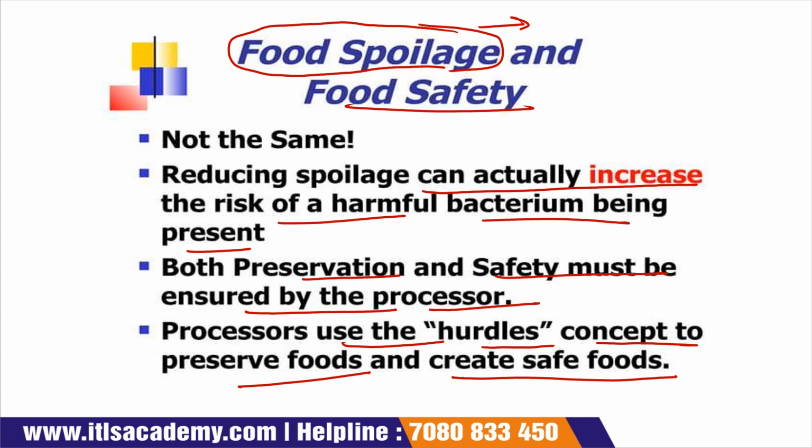There are some types of microorganisms which do not spoil the food, but they release their toxins into the food, and when a person sees the food, it looks like a fresh food. Okay, but due to this toxin, the food is spoiled, and when the consumer consumes that food product, they will become ill. So food preservation and food safety are ensured by the processor, who uses hurdle techniques, in which more than one type of technique is used to preserve the food and make the food safe for human consumption.